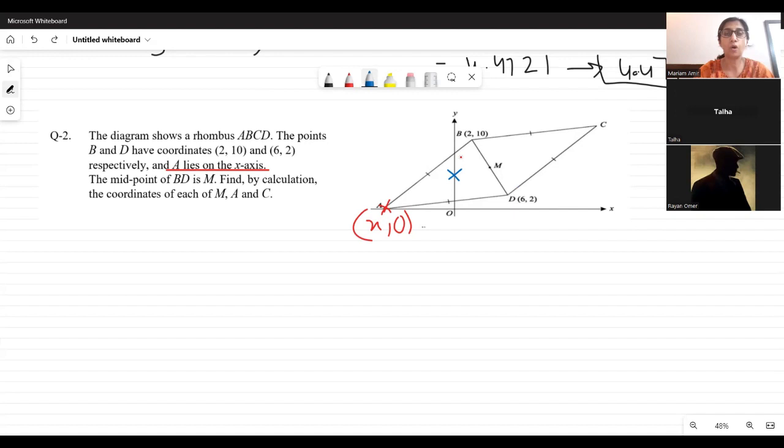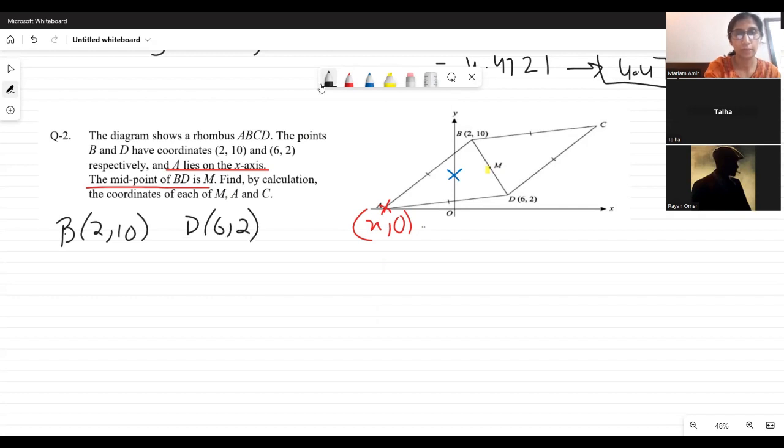The midpoint of BD is M. Find by calculation the coordinates of M, A, and C. So let's start with M. M is simply the midpoint of B and D. For M, we know B is (2, 10) and D is (6, 2). Apply the midpoint formula on the given coordinates of B and D. How do we do that?